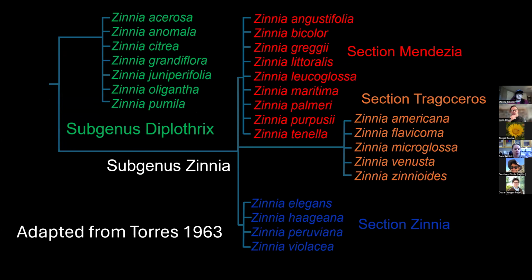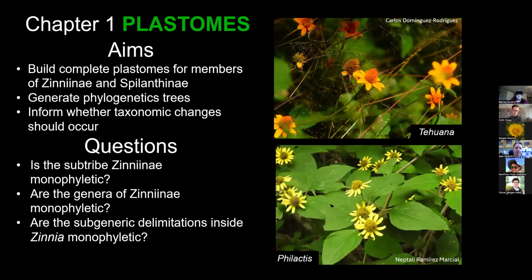In 1963, Andrew Torres took a morphological crack at breaking Zinnia into different subgenera, which he came up with Diplothrix and subgenus Zinnia. And the subgenus Zinnia was then further broken into 3 different sections, Mendezia and Tragoceras, and of course, section Zinnia. Mendezia and Tragoceras in the past have been their own genera, but in this case, Torres treats them as sections, which seem pretty good. Zinnia looks to be monophyletic, but we'll see later on. And these colors will remain consistent as we check the monophyly of these sections.